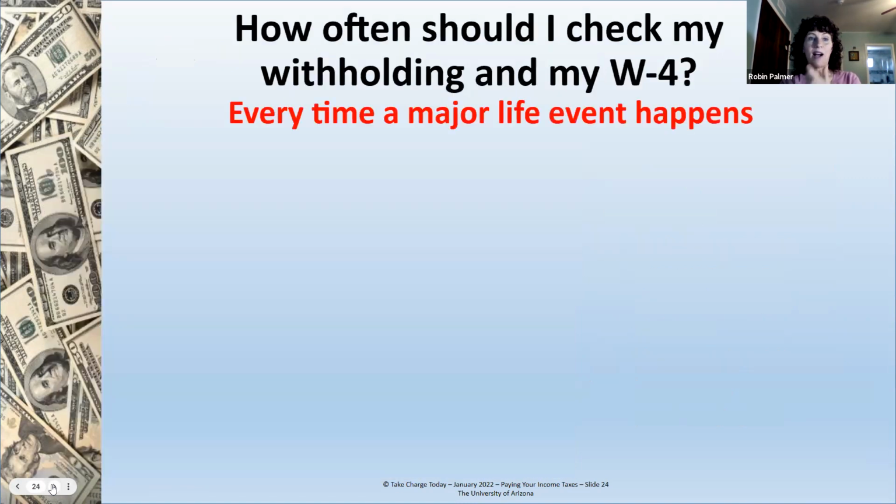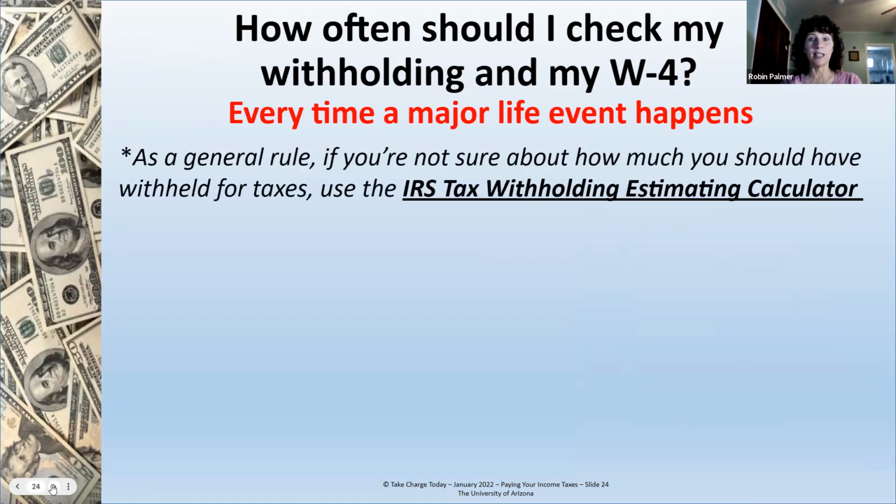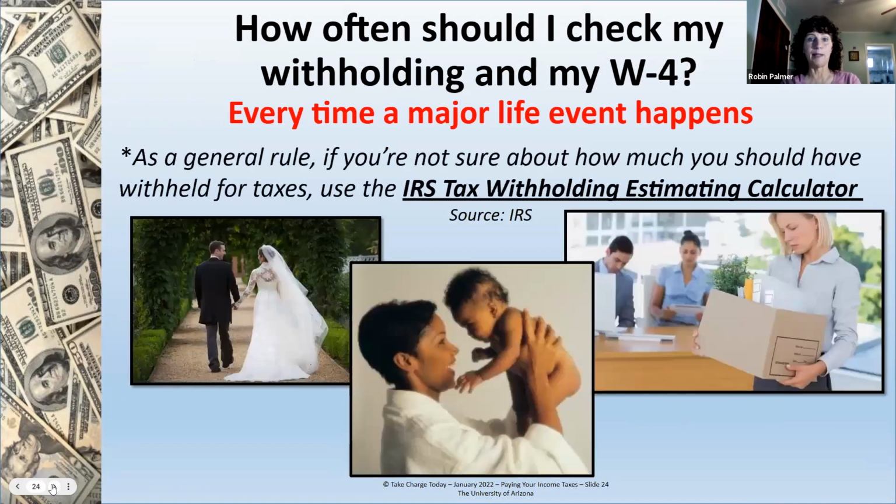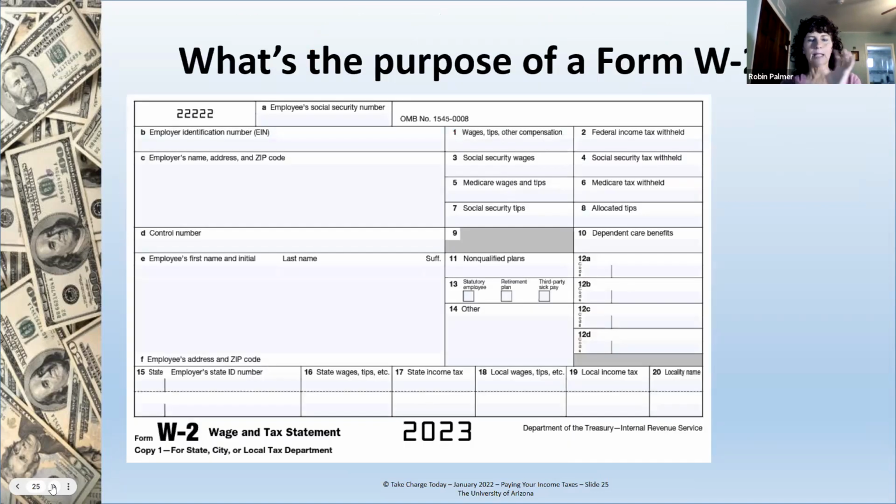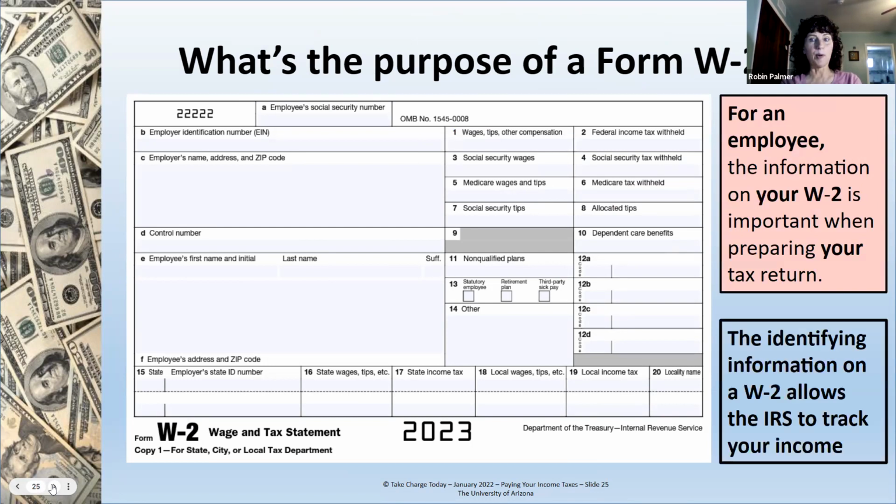And then how often should I look at my W-4 and make changes? So we teach them every time you have a major life event happen, you get married, you have a baby, you change jobs, you get divorced, your kids go away to school, you know, help them understand that. Then we talk about the W-2. So that was the W-4. We're going to talk about the W-2, what it includes, why it's important. Don't throw it away when you get it from your employer.